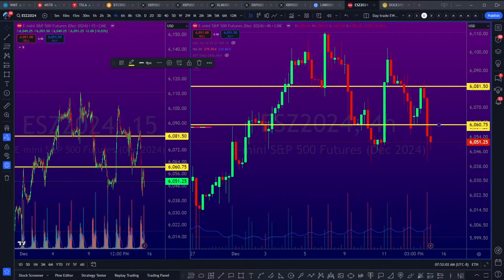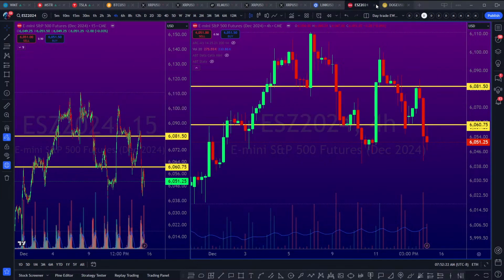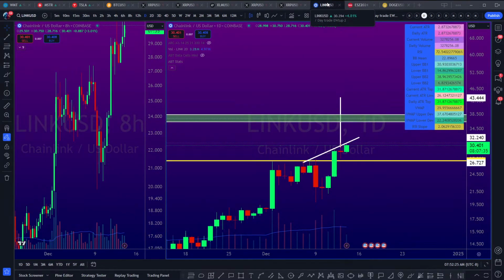You're noticing here that on the ES, I'm playing these rejective plays because oftentimes they can see groups of people. I'm not saying the market makers, just that liquidity is provided. It doesn't matter who it is. It's just that liquidity is provided at very obvious zones. Even for what we're doing here.